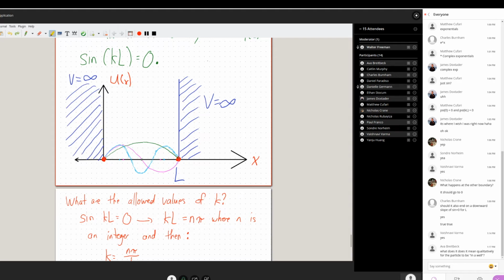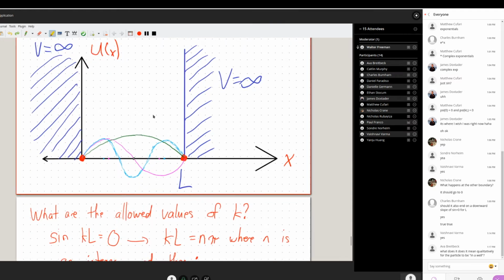Thank you. Sure. Ava asks, what does it mean qualitatively for the particle to be in a well? Good question. This is an analogy to a real well, the kind of thing that you store water in. A well is a region of lower potential energy than its surroundings. And that's what we have, right? We have a region whose potential energy in the middle is lower than the potential energy on either side.